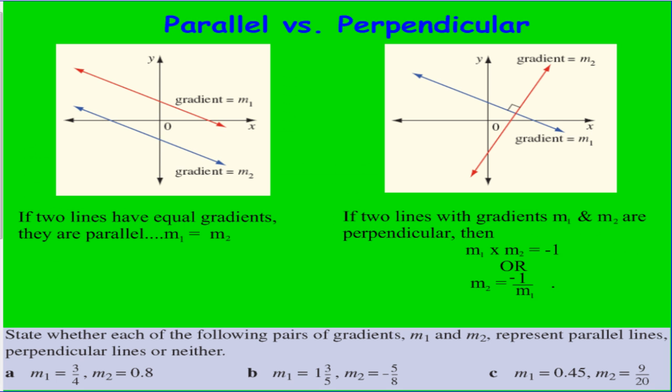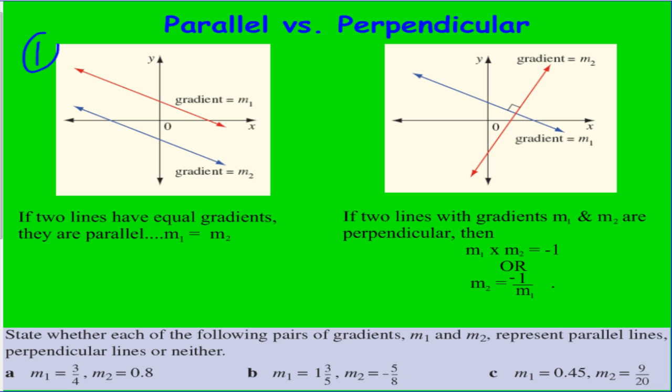Okay, moving on. Next skill is parallel versus perpendicular. So we're talking about the gradient of a line, and we have two different scenarios. There are many more ways gradients can be related to each other, but more specifically you will be asked to deal with parallel and perpendicular.